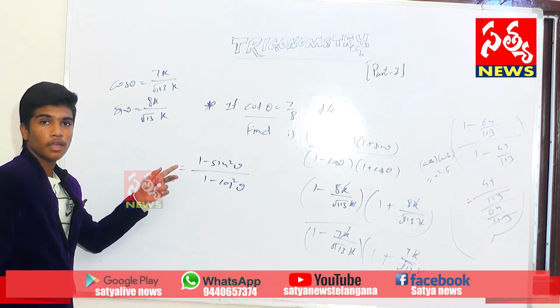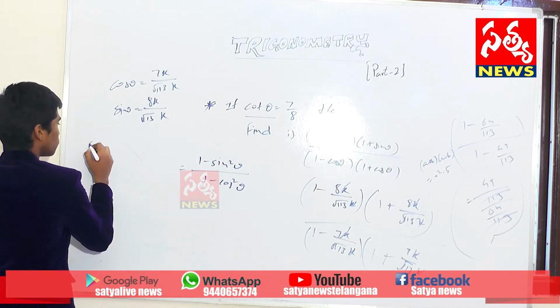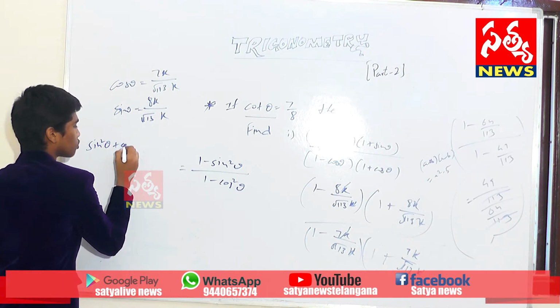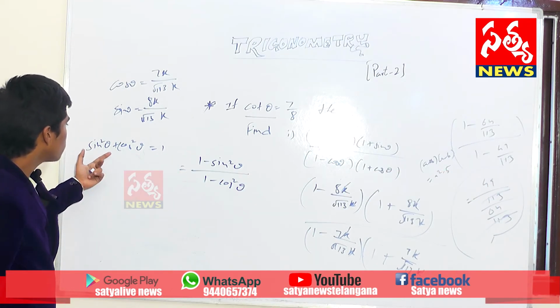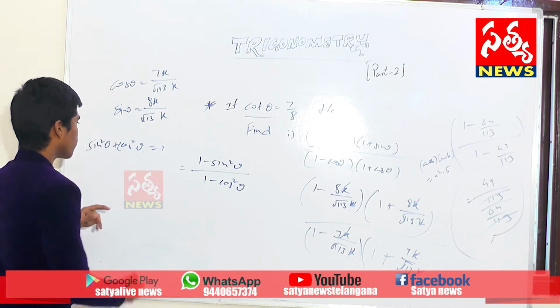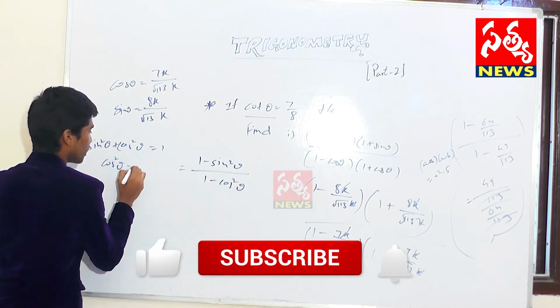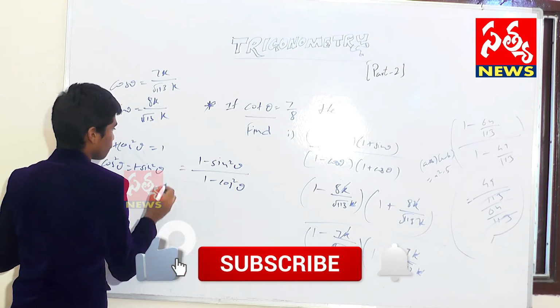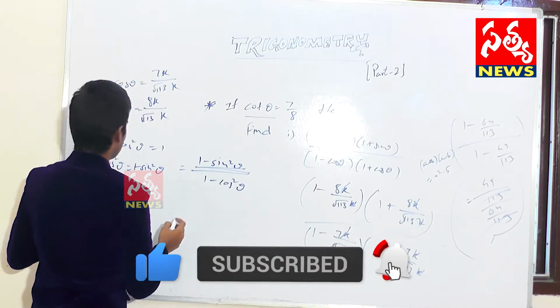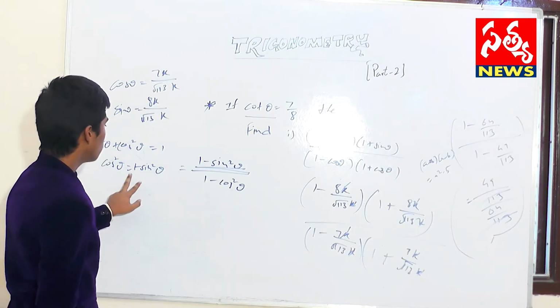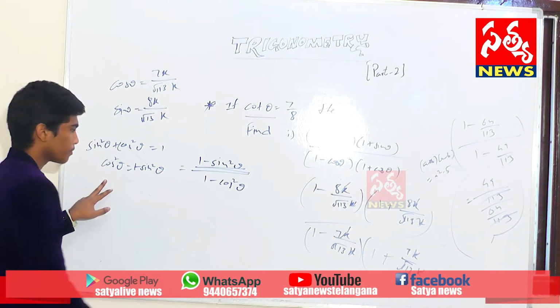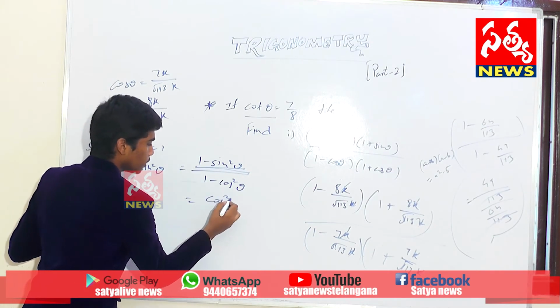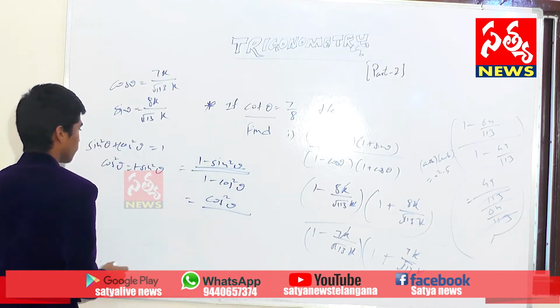See here, if you remember the identities, sin square theta plus cos square theta is equals to 1, right? If you bring this sin square theta to right hand side, we get cos square theta is equals to 1 minus sin square theta. This is what we had in the numerator. So in the place of 1 minus sin square theta, we can write cos square theta.